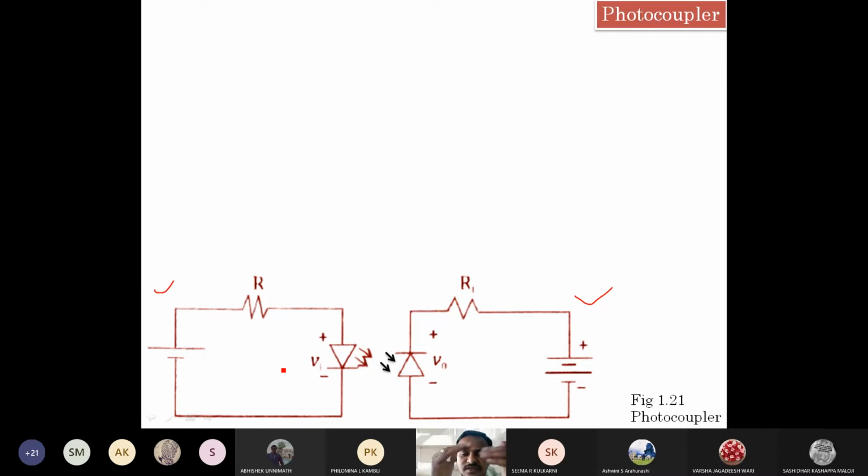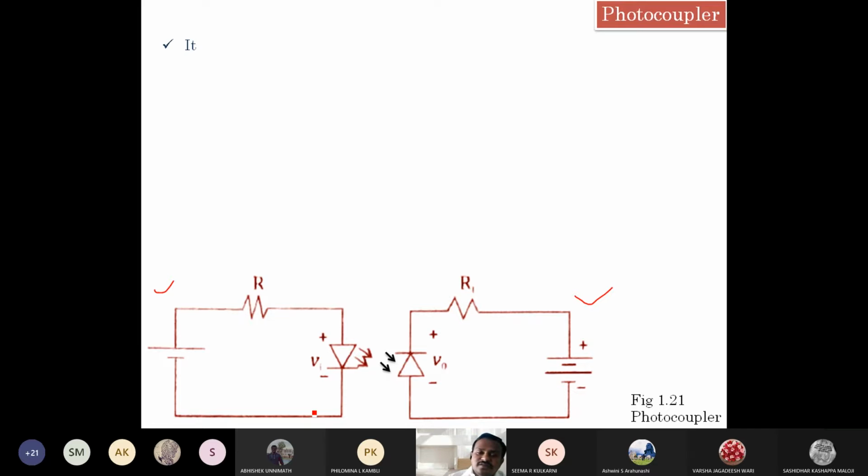How are they designed? The LED is there and the photodiode is there. Whatever light is generated by the LED, the arrangement is such that it falls on the photodiode. Once the light is received by the photodiode, we get current at the output side. So on the input side we give the current, and on the output side we get the current, through light energy.